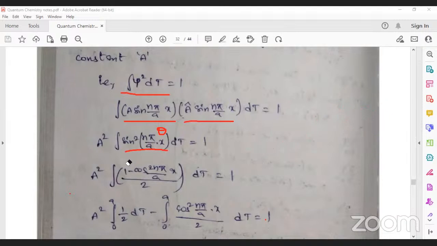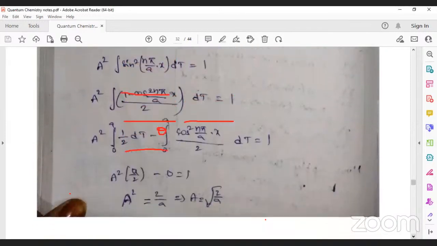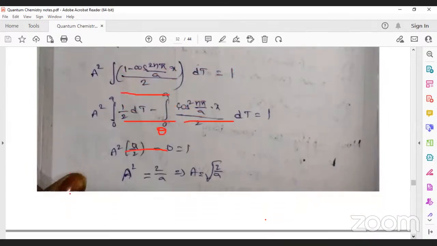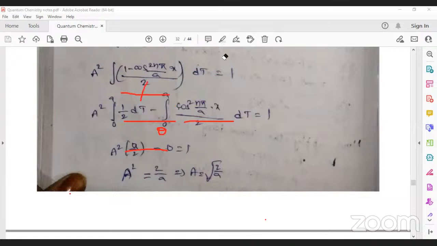We will get 1 by 2 separate and cos 2 theta by 2 separate, right? So the cos 2 theta by 2 term becomes 0, because the boundary conditions are substituted from 0 to a. If you substitute these values, the boundary conditions from 0 to a, cos 2 theta will be there. For example, here 0 means the entire term becomes 0, cos 0 is 1, right?